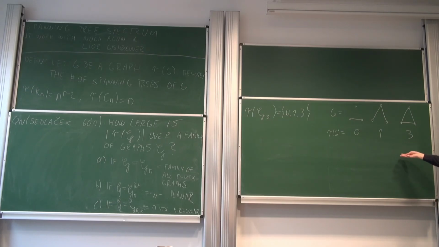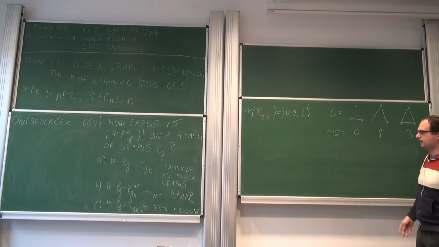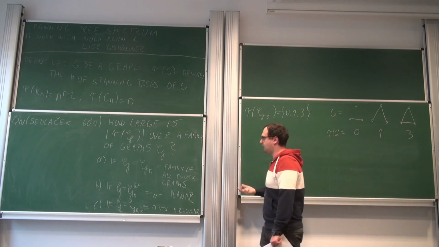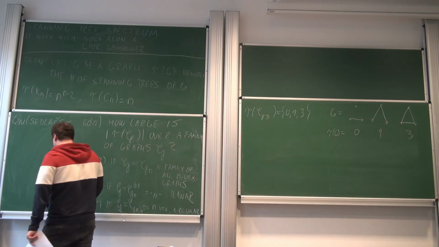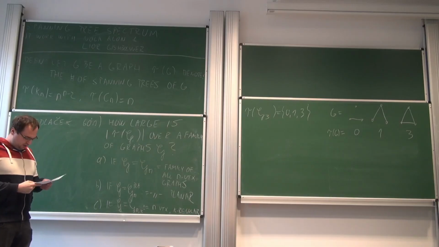And then you can do the same example for 4 vertex graphs, and you can still compute it, and people computed this with computers also for a while. But the question is really how fast this grows. Very good.